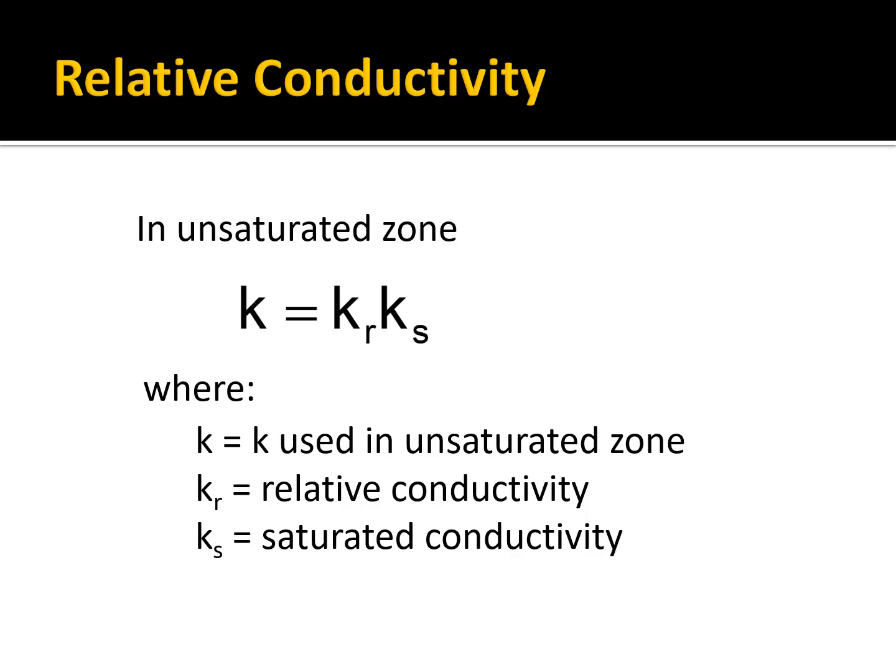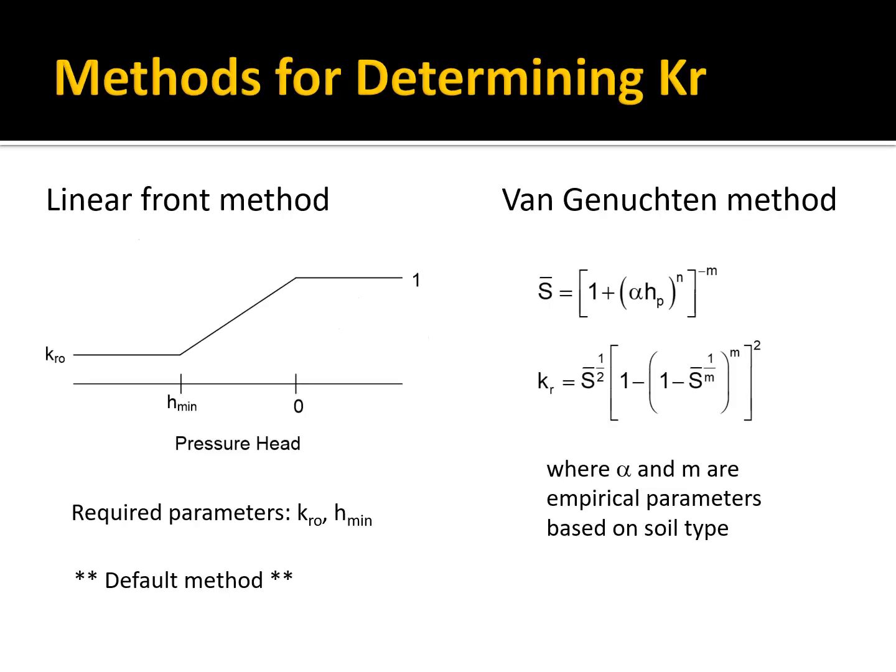So it just reduces the saturated hydraulic conductivity. And there are two methods for doing that. You may have noticed that earlier in the analysis options dialog box. The version on the right, let's talk about that first. That's the Van Genuchten method.